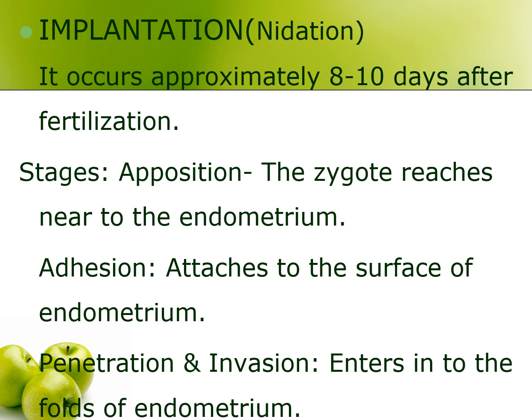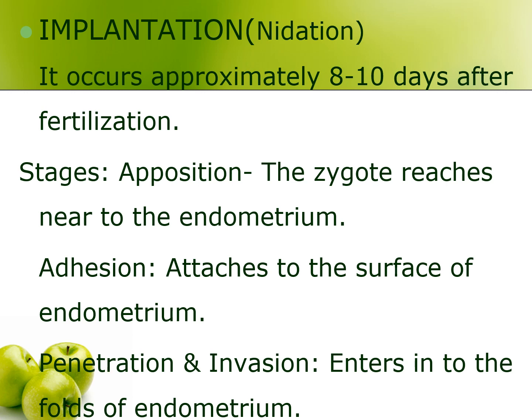The stages of implantation, or nidation, include apposition, adhesion, penetration, and inversion. Apposition means the zygote reaches the endometrium, that is, it will come near to the endometrium. And adhesion means it will get attached to the endometrium. Next is the penetration. It enters into the fold of the endometrium, that is known as penetration, and then inversion.